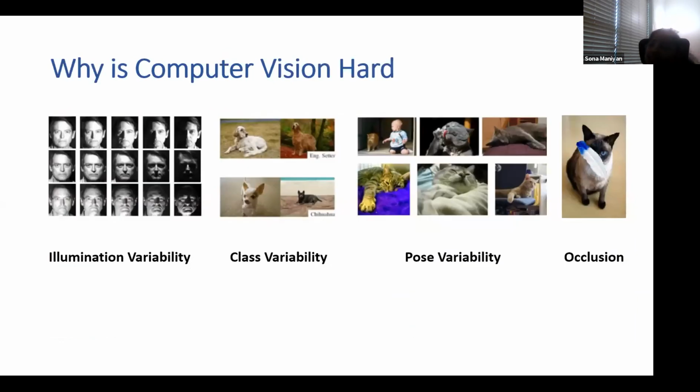Just how the images are. Sometimes it's lighting, the illumination variability, that can make a computer tag two pictures of exactly the same thing, or the same person, or the same object as two different objects. The computer predicts it wrongly because of how the lighting is. Sometimes it is the class variability. Think about this. This is a smaller dog, and this is a bigger dog.